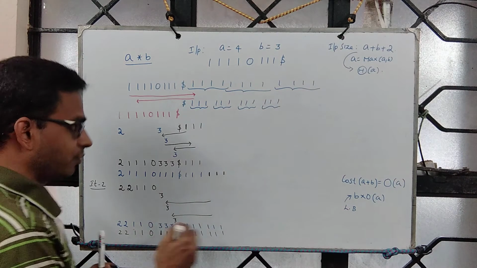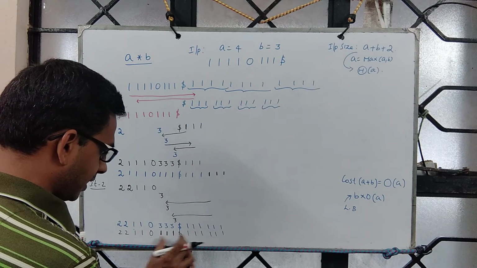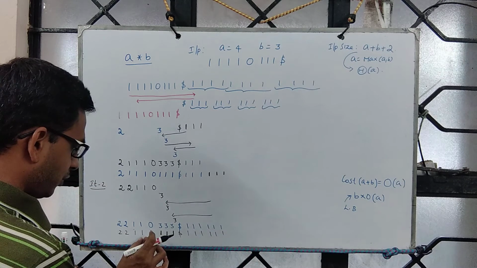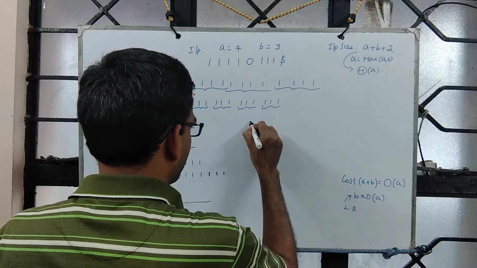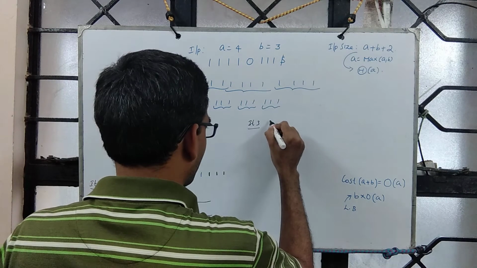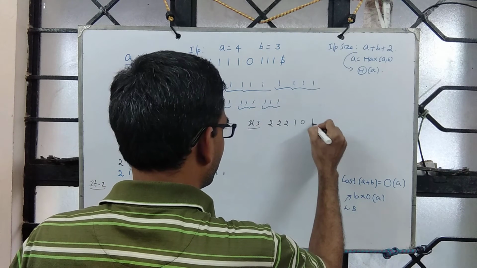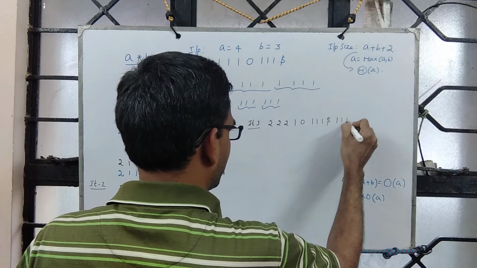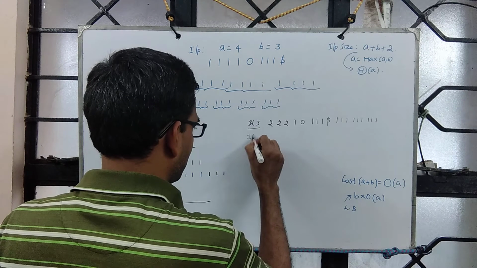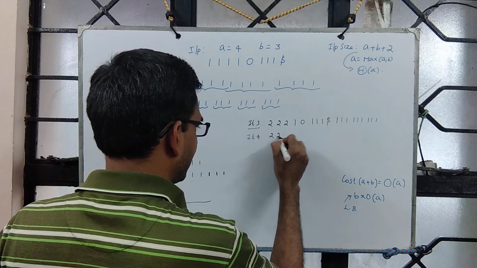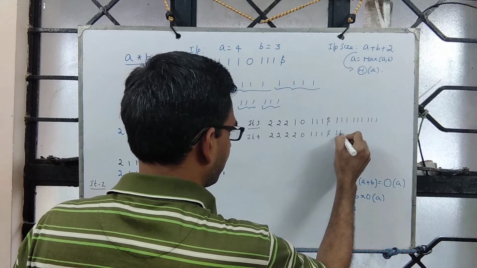And at the end, if you do one more iteration, what will happen? This will be changed to 2 and you will create another copy of this. And after one more iteration, you will see that one more copy of this is done. So after iteration 3, we will see that it will be 2 2 2 1 0 1 1 $ 1 1 1 1 1 1 1 1 1 1. There is one more iteration.